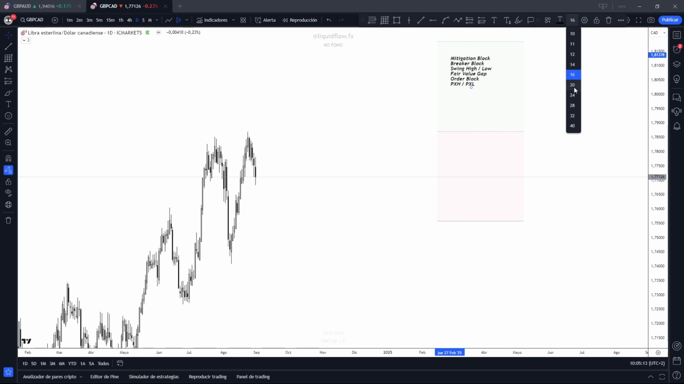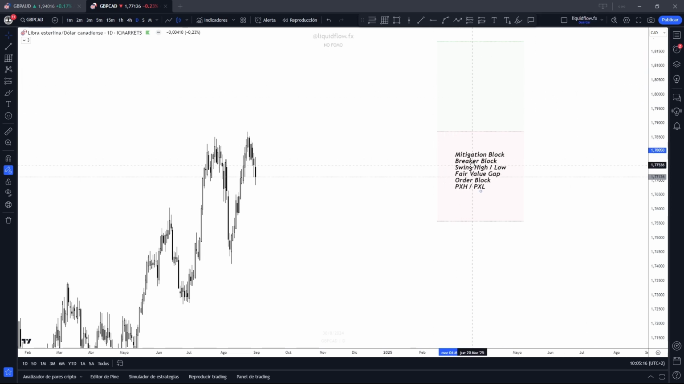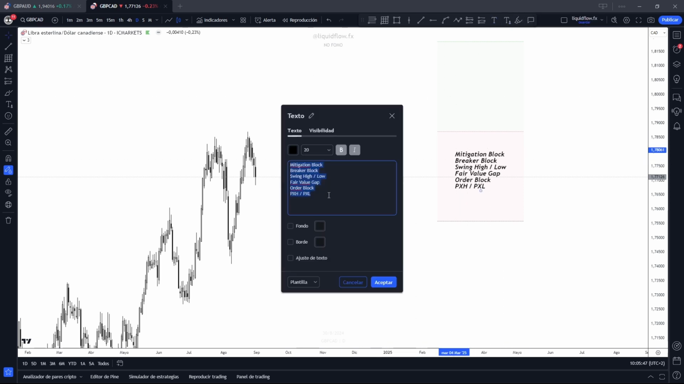And what is the order we want to see first? If we go in the discount, we want to see like that. So if we are in premium, we want to see the same but in the opposite direction. I mean the opposite side, upside down. First mitigation block, breaker block, swing high, swing low, fair value gap, order block, and previous highs and lows. So let's mark this in here so we don't miss it.